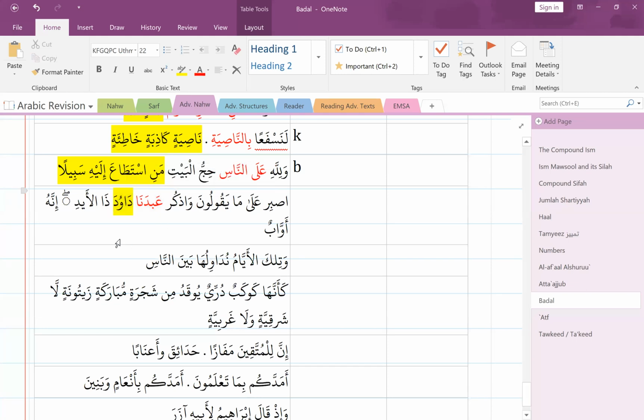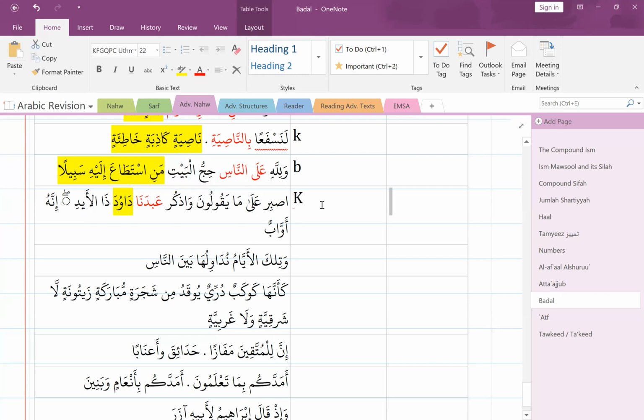Exactly. So you can see it's badal al-kull, and it's also like atuf bayan. Remember we said badal al-kull and atuf bayan: if you see a badal al-kull, most likely it's also atuf bayan. In this case it's both. Because if Allah said wadhkur abdana dhal aidi, you'd be like, which slave of Allah is he talking about? But the fact that Allah said Dawood, now you know exactly who Allah is talking about.